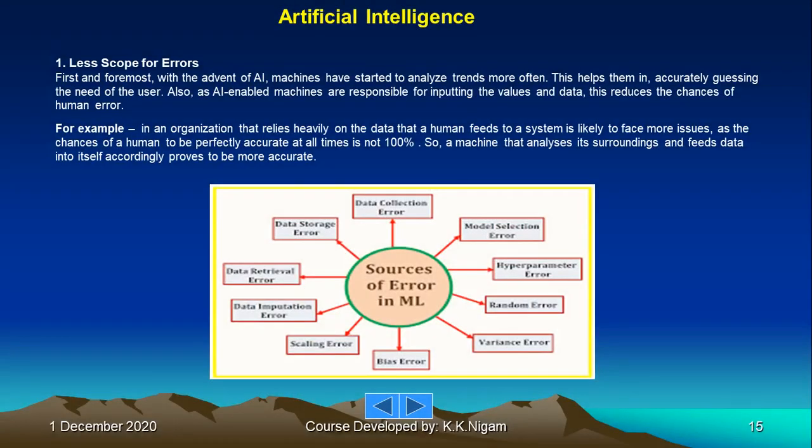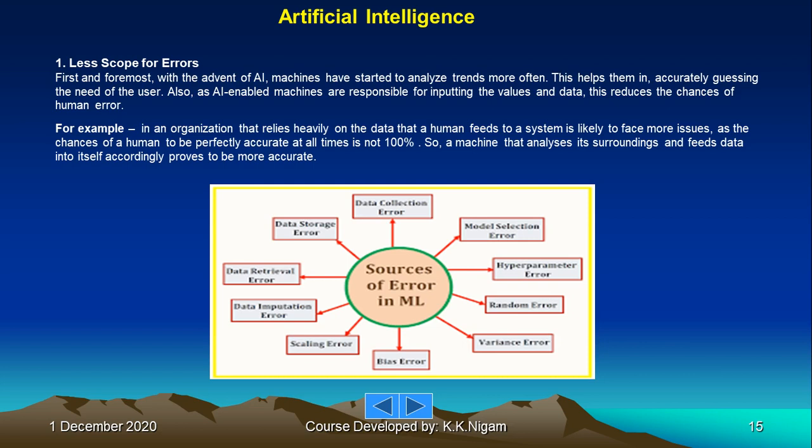Now, one of the biggest advantages in this is that there is less scope of errors. As we know that to err is human, that means human beings are prone to making errors, but a machine is not. Therefore, it is a very big usage of AI in those areas where the chances of errors are very common. Now, with the advent of AI, machines have started to analyze trends more often. This helps them in accurately guessing the need of the user. Also, as AI-enabled machines are responsible for inputting the value and data, this reduces the chances of human error. Now, with that, the chances of error become less and less.